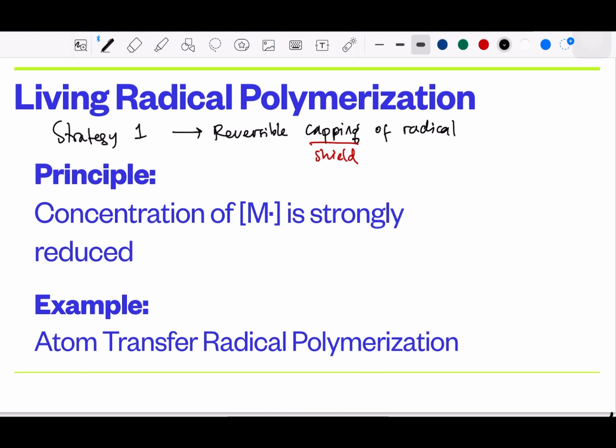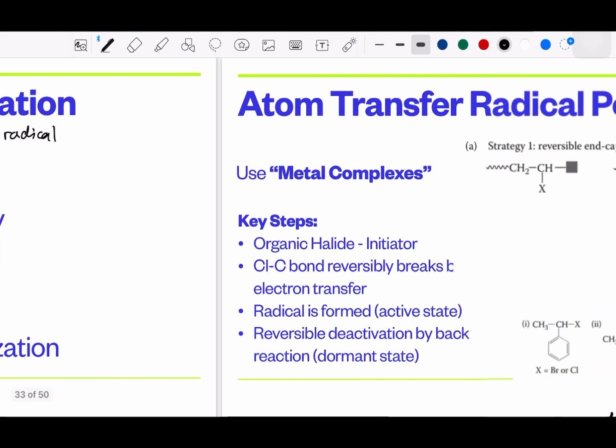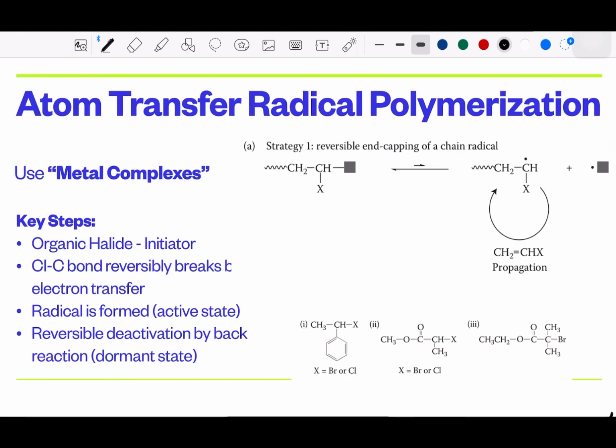But anyway, let's get on to the example here. So this is the strategy, what we call the reversible end capping of a chain radical. So this is strategy 1. We introduce end capping of chain radical. Let's say we are looking from here, and this is the result. And it is reversible. So we can go from the left to the right, and from the right to the left. So we can activate and deactivate.